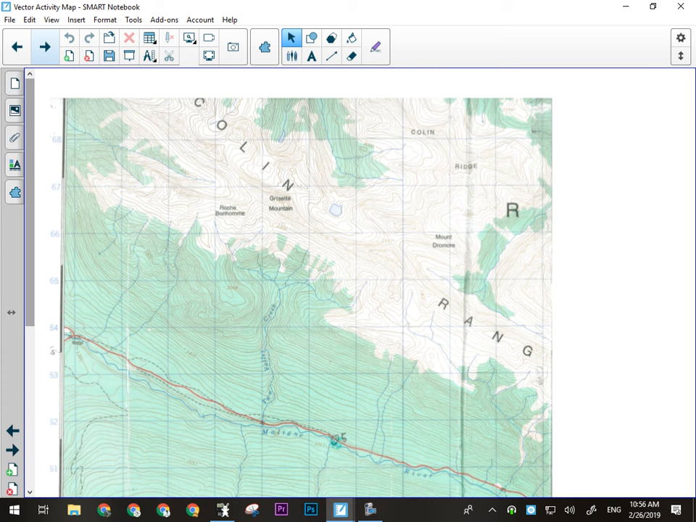Sometimes that's easy because there are paths on the map. For example, the big red line is actually a road. That's the Moline Lake Road that goes into Jasper. And then you'll see sometimes dotted lines. Dotted lines can be trails. Most of the time that's what they will be. So you can walk on those whenever they're available.